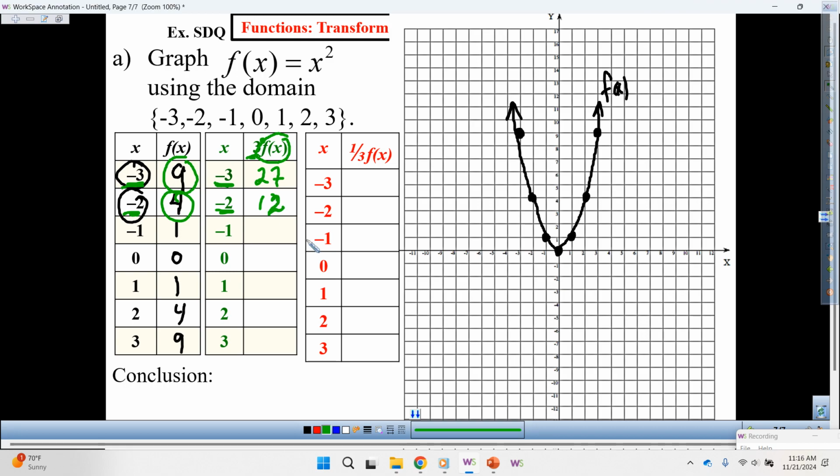All right, talk it over to your neighbor, let them know what the process is to fill in the 3f of x, 3f of x.